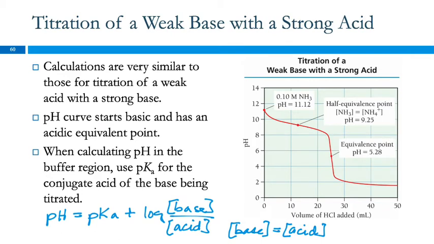Any questions? This is true at the half equivalence point. So when you say pH equals pKa, that's going on in the background of half equivalence. That fraction becomes 1. The log of 1 is 0, and so pH is equal to pKa. That is here when we've added half of the titrant that we need.